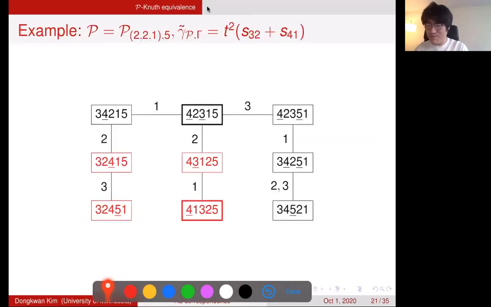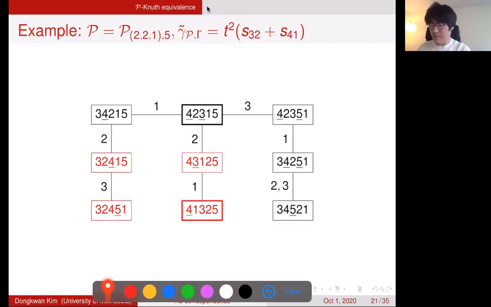Now, for example, these are the graphs for each Knuth equivalence class, and these bars are Knuth moves, where these numbers are rare, these descents are moved, and different color means that if you just take out this red part, then it will give you, I believe, S41. These five things are for S32. So these correspond to each Schur function.